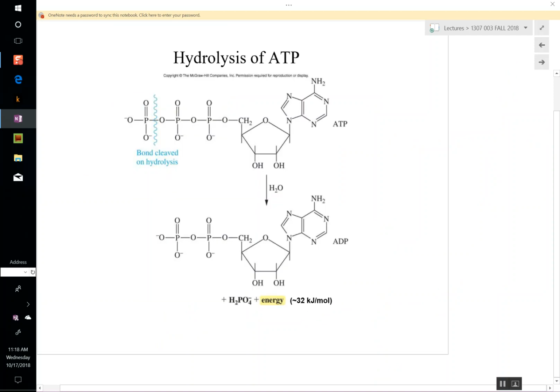Here's showing the ATP breaking down into ADP, adenosine diphosphate. So nothing changes over here. We've just clipped off a phosphate group and it's releasing 32 kilojoules of energy per mole of those molecules being converted. That's a lot of energy. That's actually yielding a lot of energy right there. ATP going to ADP.